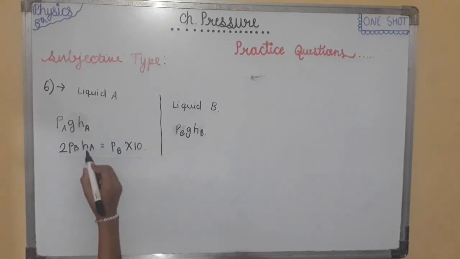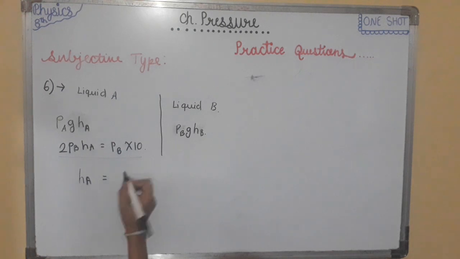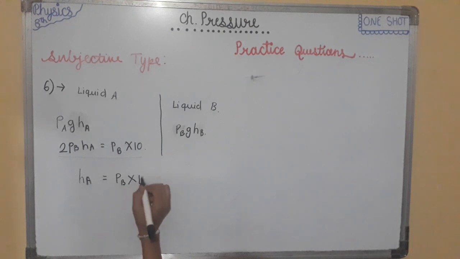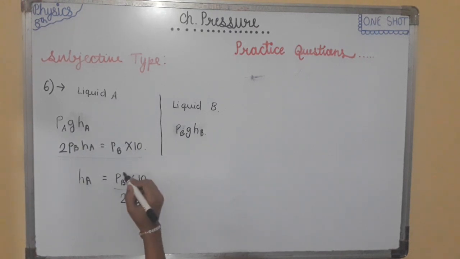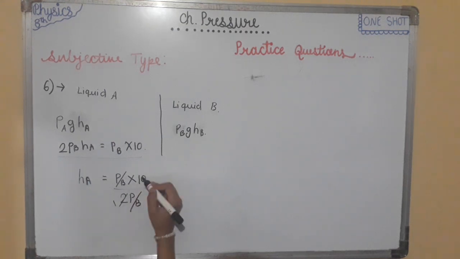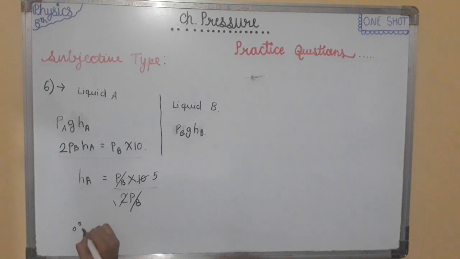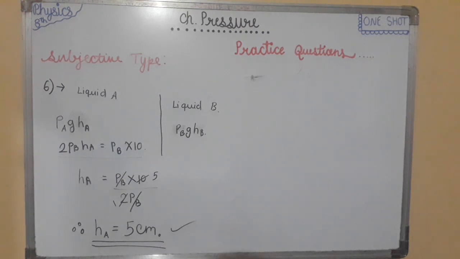Now we will transpose. We have to find the height of liquid A. So height of liquid A is equal to rho B, the density of liquid B, into 10, divided by 2 into rho B. Rho B and rho B will get cancelled. 2 ones are 2, 5 twos are 10. Therefore, height of liquid A is equal to 5 centimeter. This is the correct answer. I hope you have understood.